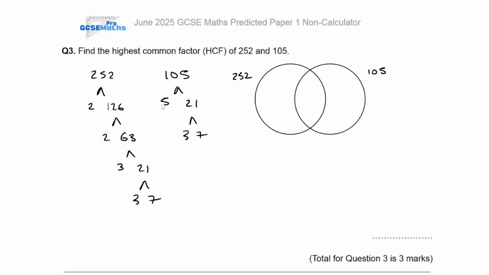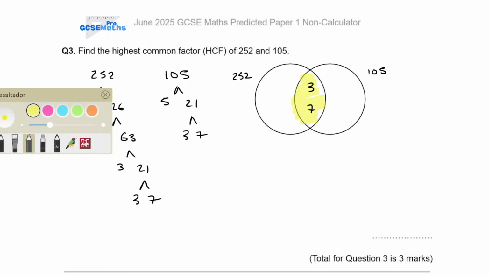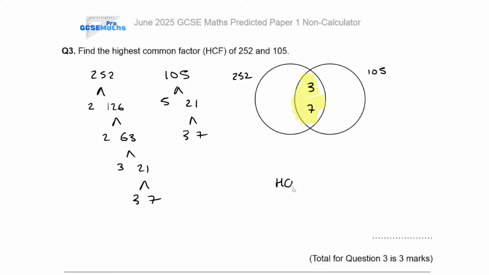So obviously, what do they have in common? They both have a 3, they both have a 7. You could fill out the rest of the diagram if you wanted, but technically, for highest common factor, it's only ever the middle, isn't it? So you don't have to. You could just leave that and say that's the only thing in common. So I'm going to multiply those, and as you've all said, you get 21.